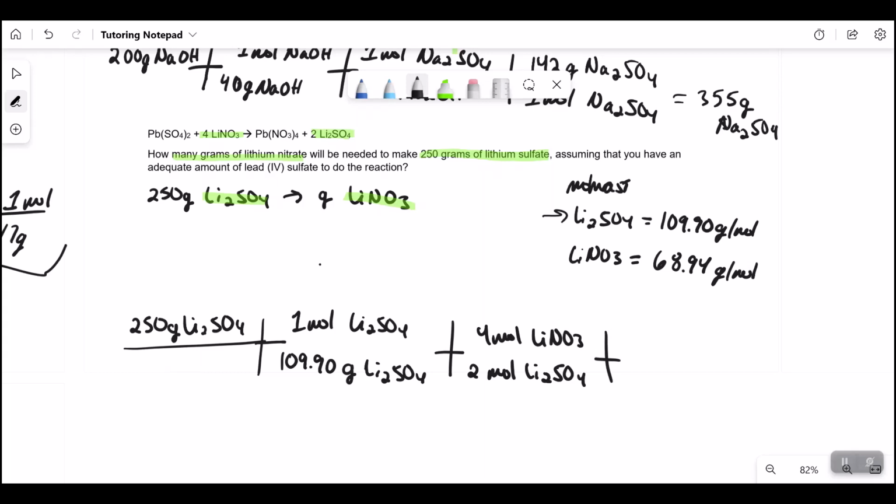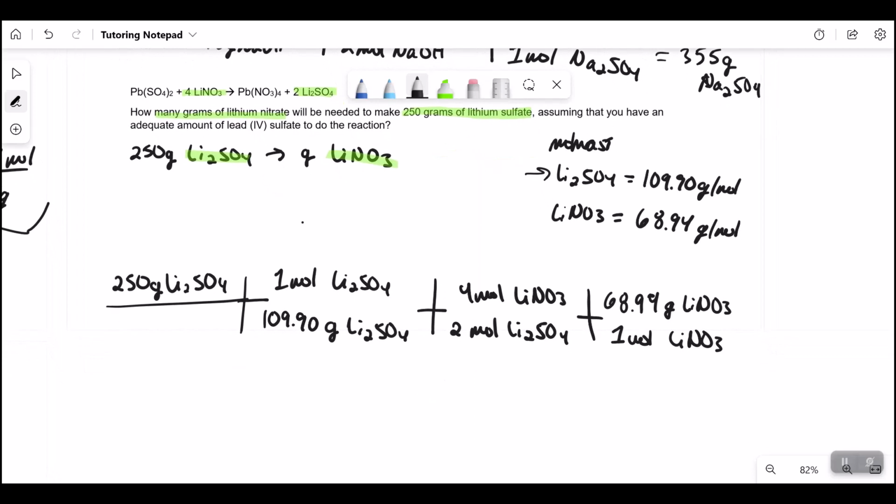And then we want our units of moles to cancel, and we can look at our molar ratio. So we have 68.94 grams of LiNO3 to 1 mole of LiNO3. And when we plug that into our calculators, we should get an answer of 314 grams of lithium nitrate.